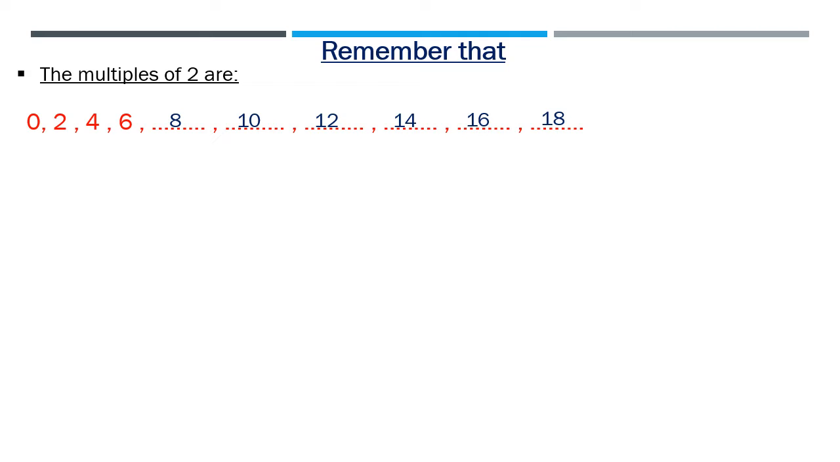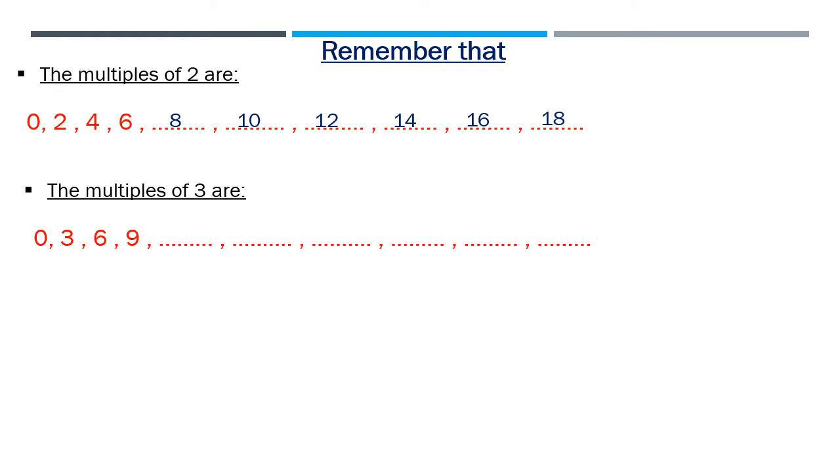Okay? Let's see, what about the multiples of 3? Multiples of 3 means I will skip count by 3. So if I skip count by 3 starting from 0, I will get 3, 6, 9, 12, yes, that's right, 15, 18, 21, 24, 27, 30, 33, and so on.